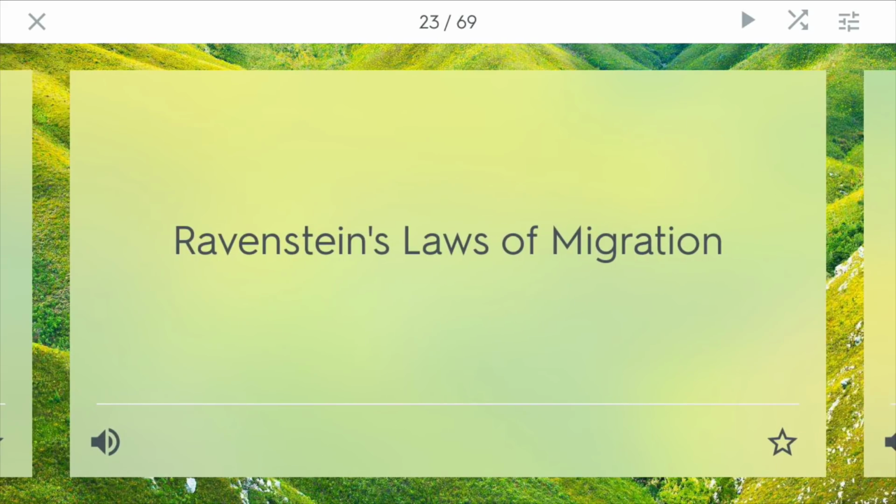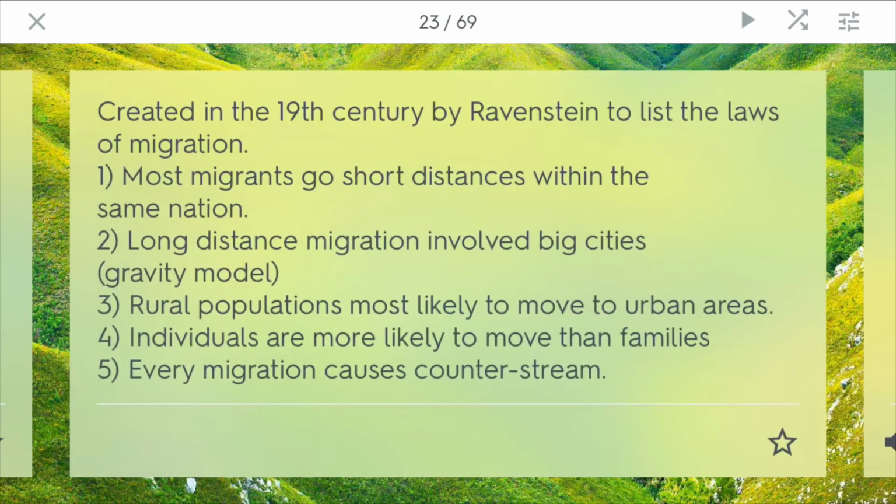There's also Ravenstein's laws of migration. These are different laws to describe how people migrate and their habits over time. So this was created in the 19th century by Ravenstein to list the laws of migration. They state that 1, most migrants go short distances within the same nation, so intranational migration. Also, long-distance migration is usually involved with big cities, so this goes back to the gravity model. 3, rural populations are the most likely to move to urban areas because of the opportunities available there.